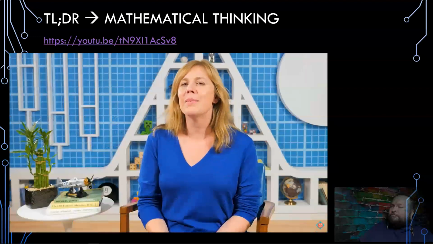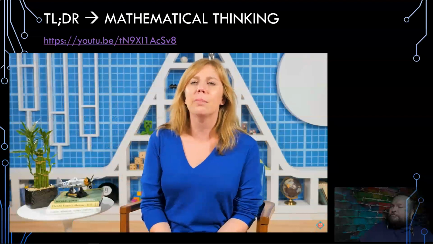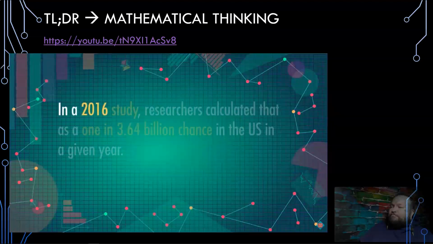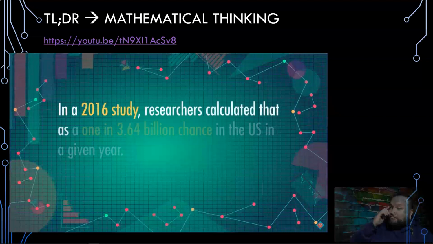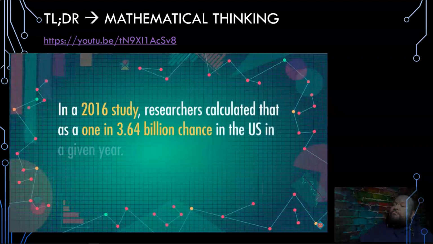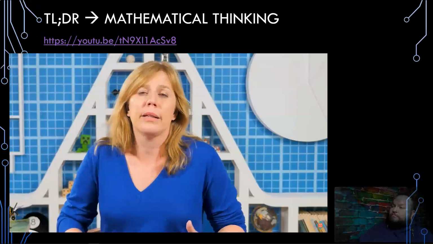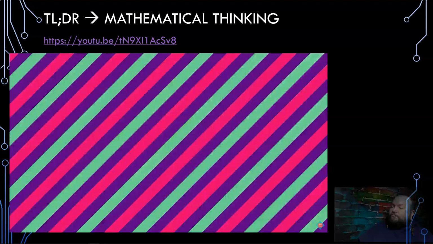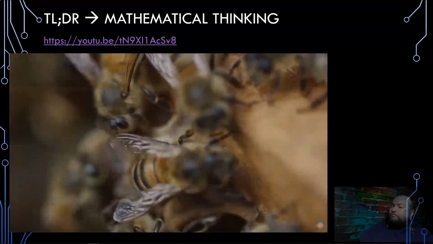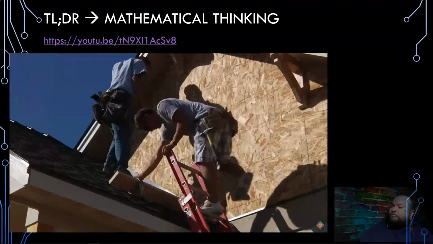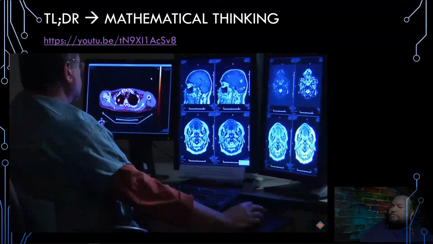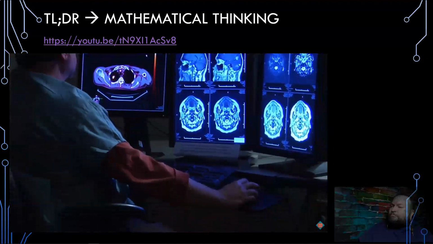Though you are, by some accounts, less likely to be killed by a terrorist attack in the US committed by a refugee. In a 2016 study, researchers calculated that as a 1 in 3.64 billion chance in the US in a given year. And you're far more likely to die in dozens of other ways. There's a 1 in 6 million chance someone living in the US will be killed in a given year by a bee sting. A 1 in 708,000 chance they'll die falling from a ladder. A 1 in 538 chance they'll die in a given year from cancer.